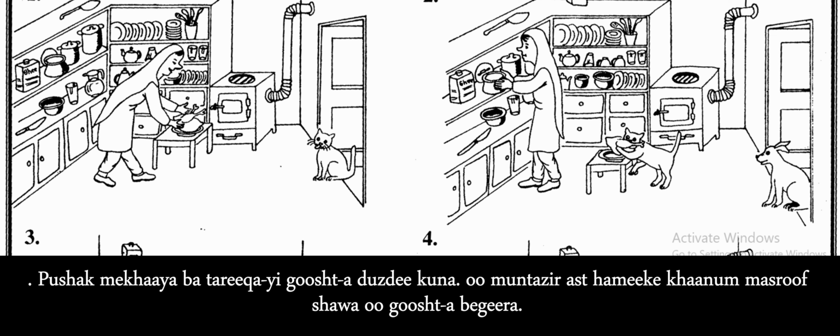Okay, پشک میخواه به طریقه گوشت را دزدی کنه. Okay, پشک میخواه به طریقه گوشت دزدی کنه. The cat wants to steal the meat somehow. به طریقه means somehow. او منتظر است. Like he's waiting.